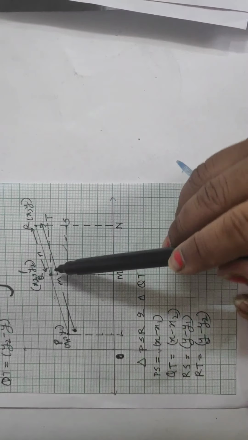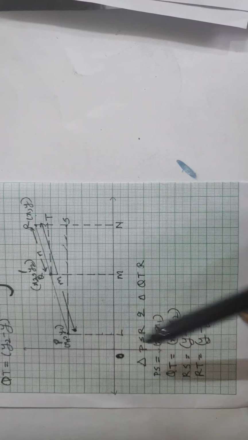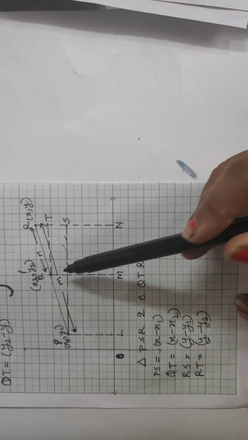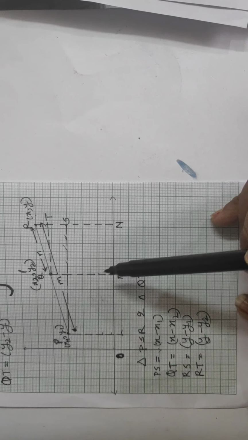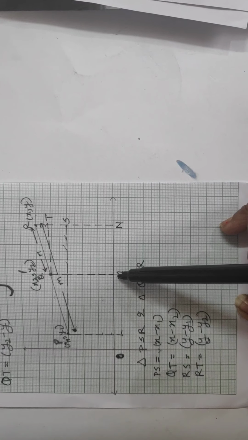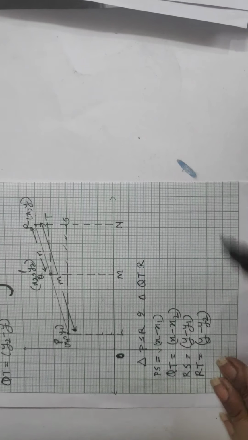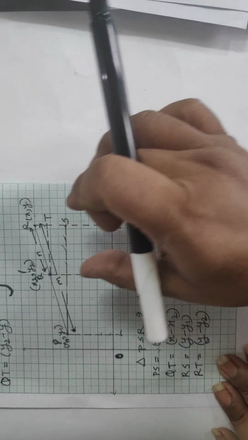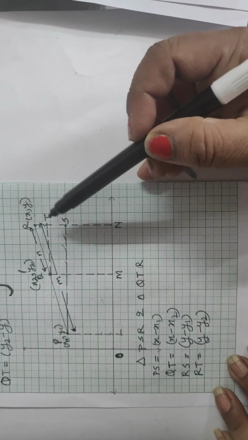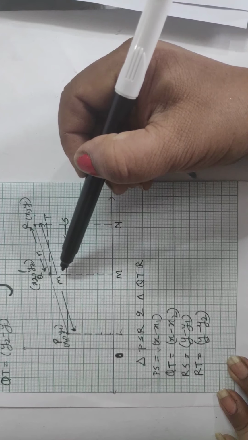Now for QT, see here, X minus X2. I hope it is clear. The complete value is X, and OM is X2. So when we subtract this value, we will get MN, that is equal to QT, and here we will get X minus X2.